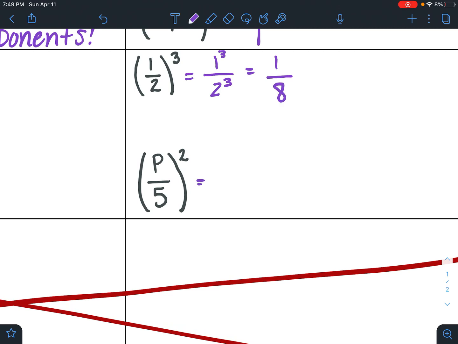Let's do another one here. P over 5 to the second power. Take that 2 and distribute it, so it gives me p squared over 5 squared, which again I'm going to simplify to p squared over 25.